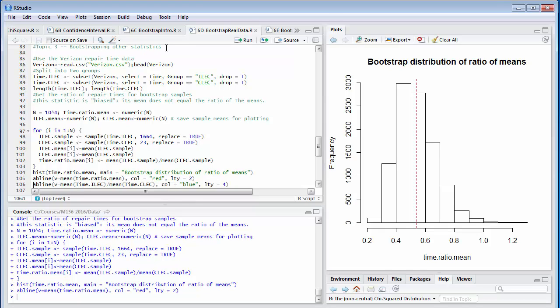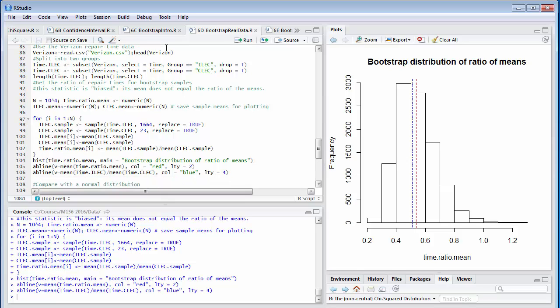Here is the mean ratio plotted on that. The mean time taken for Verizon customers is about half the time for competitors' customers. And here, for comparison, is the mean time for Verizon over mean time for competitors. That's plotted in blue. It's slightly different. That's an indication of the bias that results just from using ratios as a statistic.